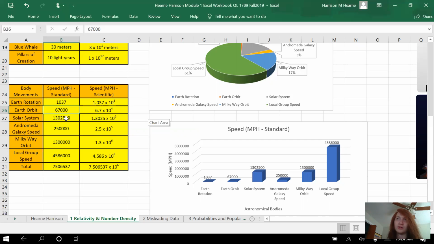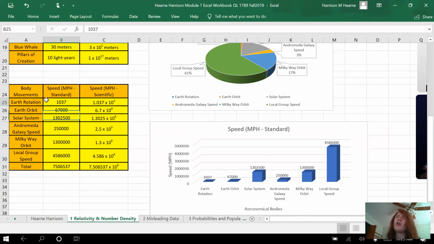1,302,500 miles per hour. And not only that, the Andromeda galaxy, which is the closest galaxy to us, is also moving at 250,000 miles per hour. And the Milky Way is orbiting at 1,300,000 miles per hour. And then our local group, meaning the local observable space around us, is also moving at 4,586,000 miles per hour.